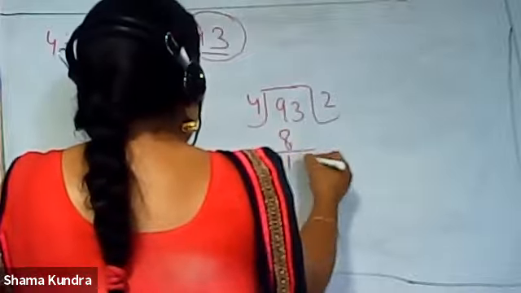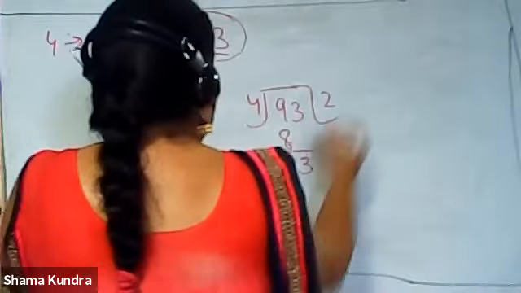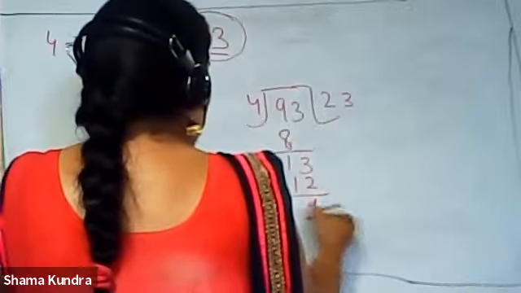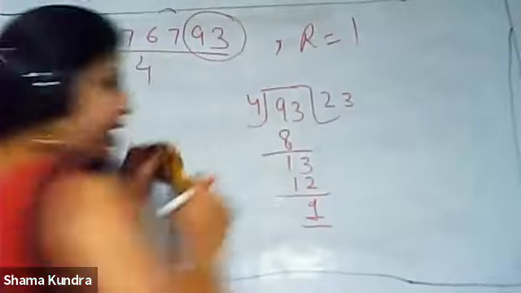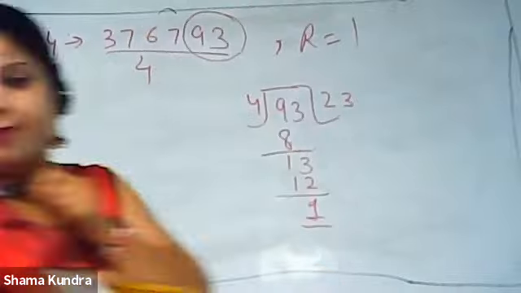Now subtract, what you will get? 13. Now 4 into 3 is 12. The remainder will be 1. Here in this case the remainder is 1. The remainder is other than 0, so the given number is not divisible by 4.